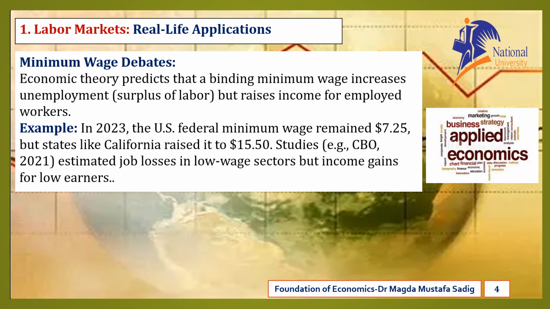As I told you, economic theory suggests that if a minimum wage is set above the market equilibrium, it creates a surplus of labor. So, meaning more people are willing to work at that wage than employers are willing to hire. In simple terms, some workers earn more, but others may lose their jobs, especially in low-wage sectors like retail and hospitality. Let us take a real-world example, the U.S.